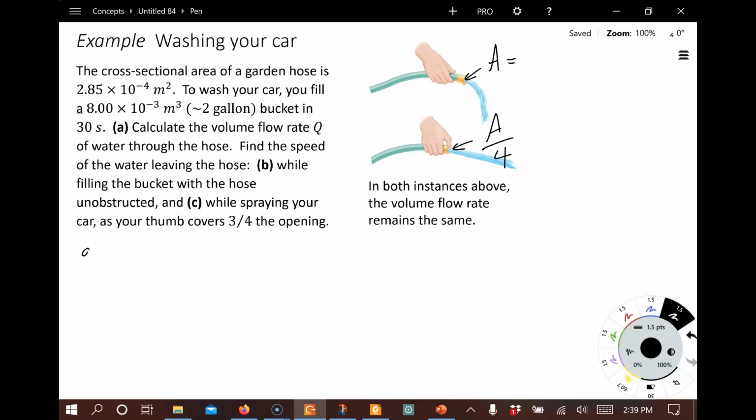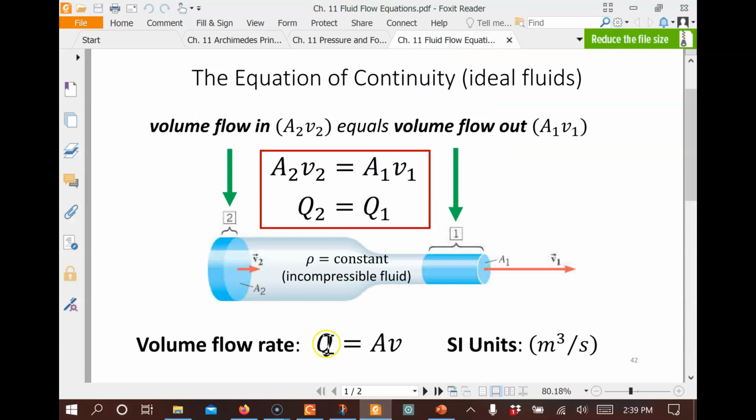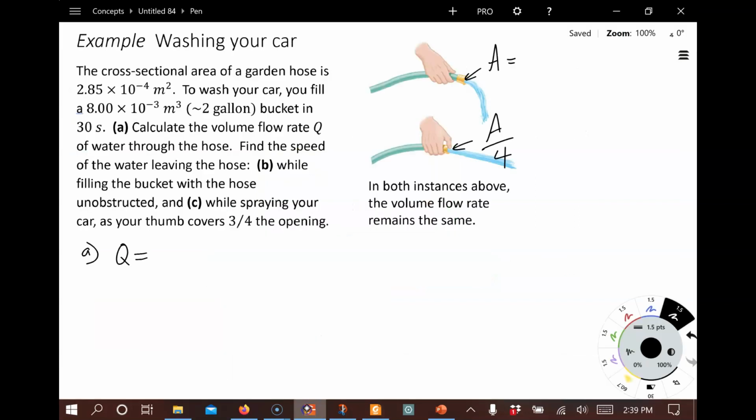Part A, we're going to calculate what is the volume flow rate of water through the hose. Well, Q is what we use for the variable volume flow rate. And we know that according to the equation here, Q is equal to the area, that's the area through which the fluid is flowing, multiplied by V, the fluid speed. And in this problem, we're given a few things here. We're given the area of the hose, 2.85 times 10 to the -4th meters squared.